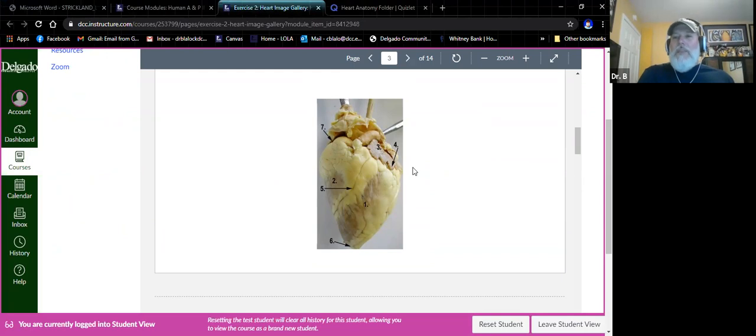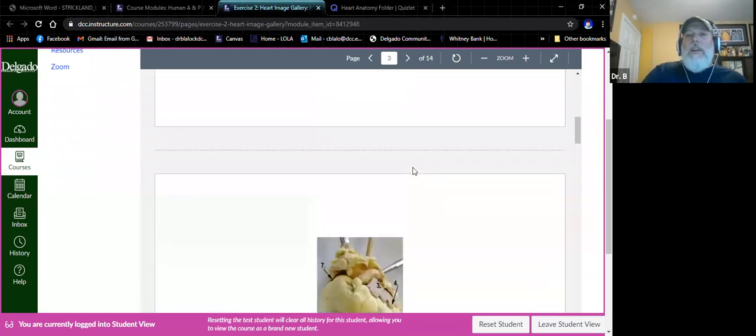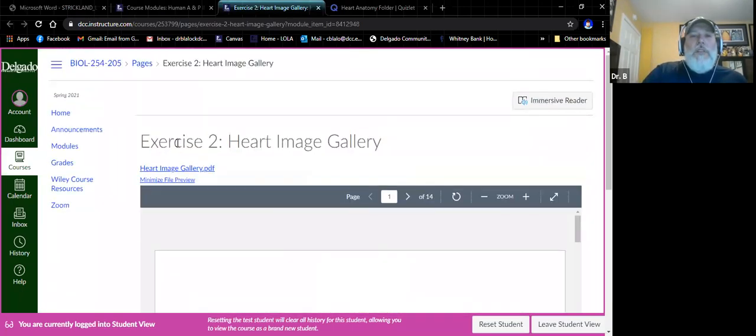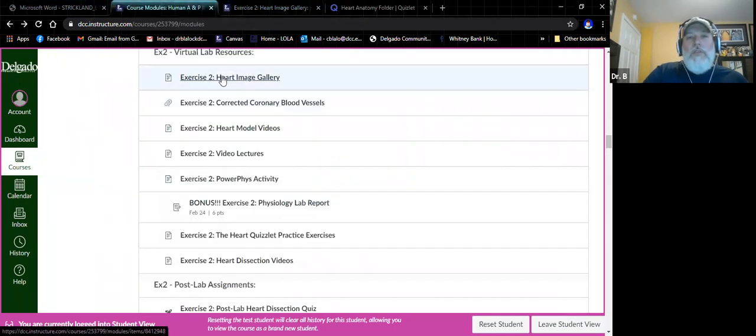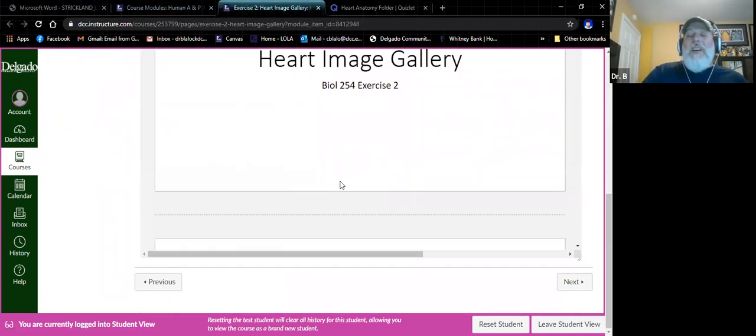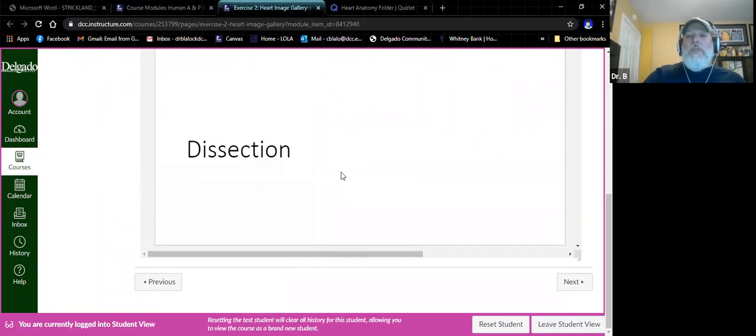So make a key from the pre-lab, and then you have the blank ones that are unlabeled here, so you can practice labeling them and things like that. But definitely use this heart gallery right here. Definitely use that to help study, in addition to the Quizlets that we're going to use.